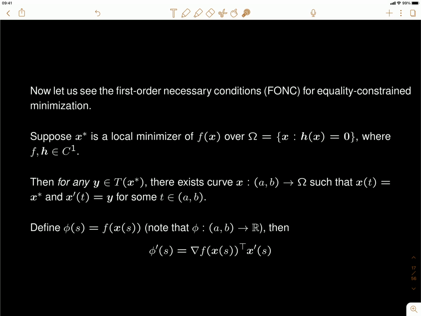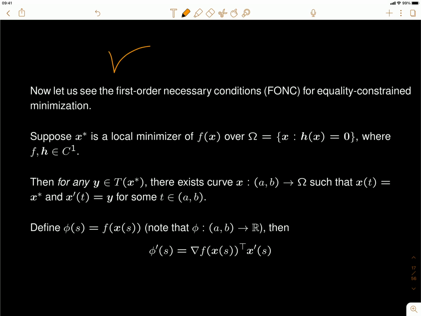And then for any vector y in the tangent space, we know by the previous theorem there exists a curve, a mapping from the interval. So we use negative delta to positive delta, but to make this generic, it doesn't have to be from negative delta to positive delta. It can be any interval, and you just need that in between this interval there's a point where x is evaluated there. You get x star, and the derivative of x evaluated there is equal to y. Okay, that's the only thing we need. So for any vector y in the tangent space, there exists a curve such that x(t) is equal to x star and x prime(t) is equal to y.